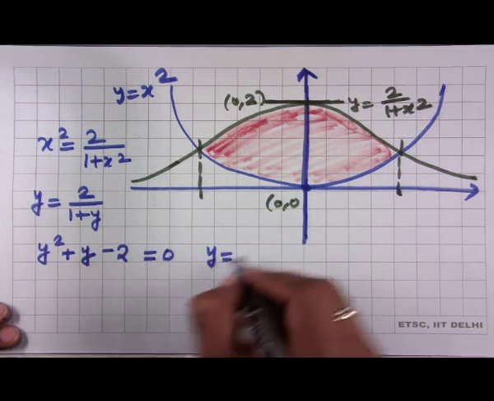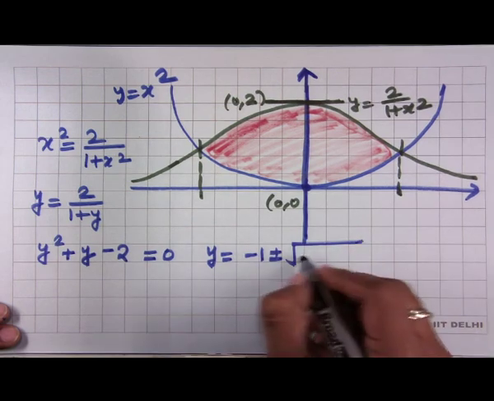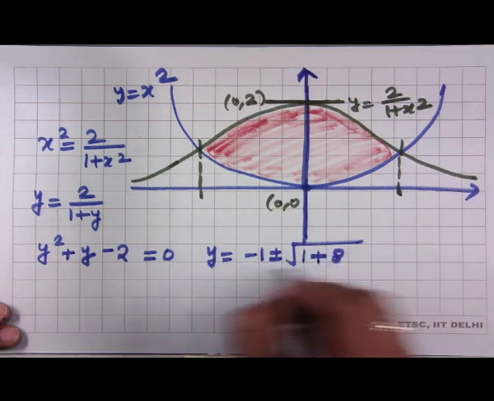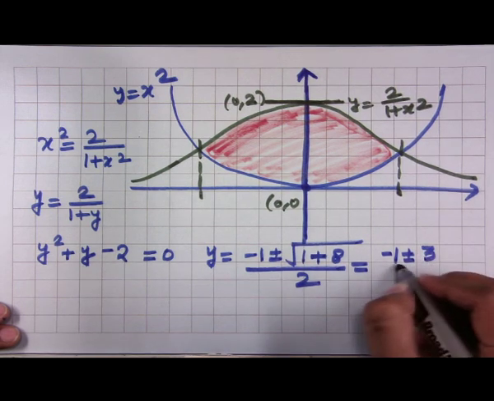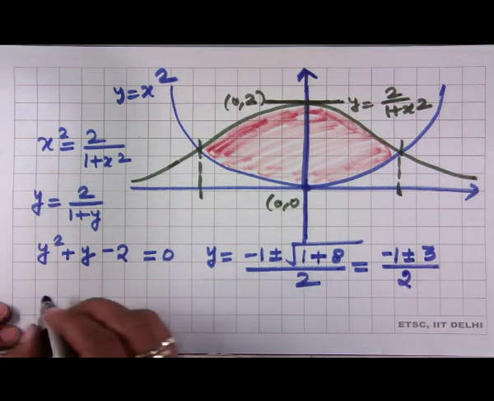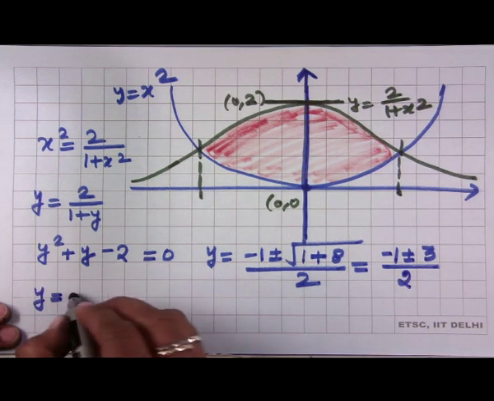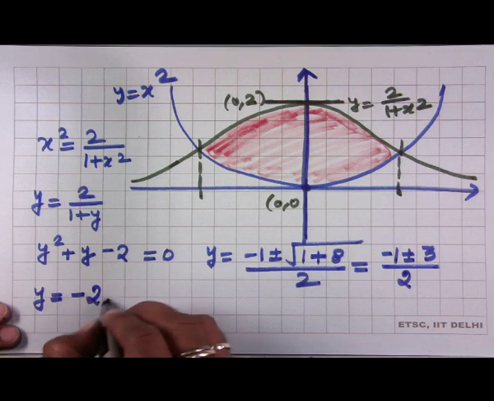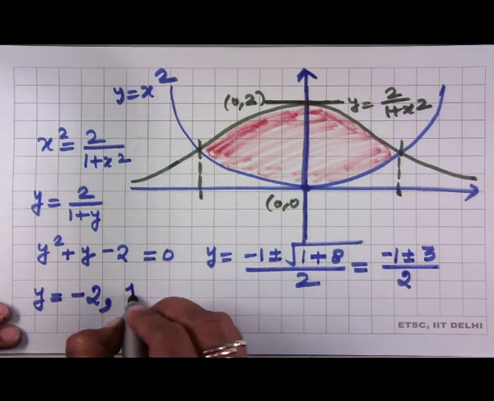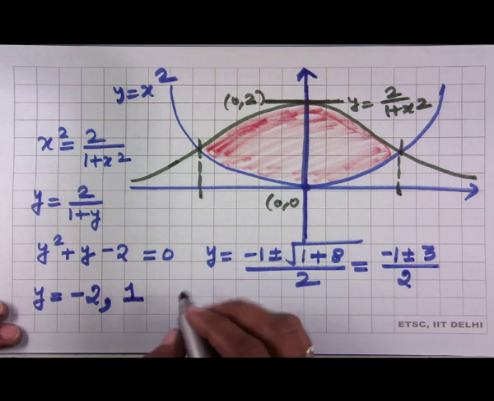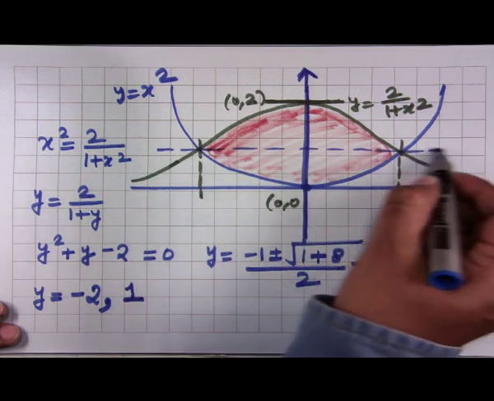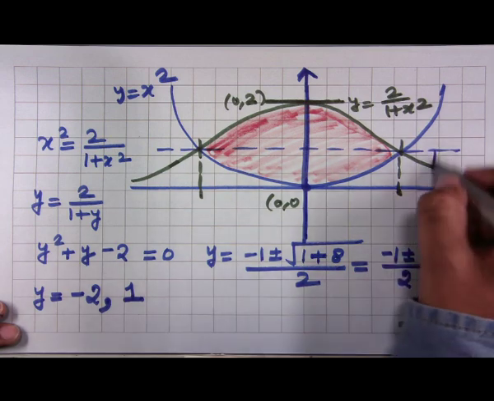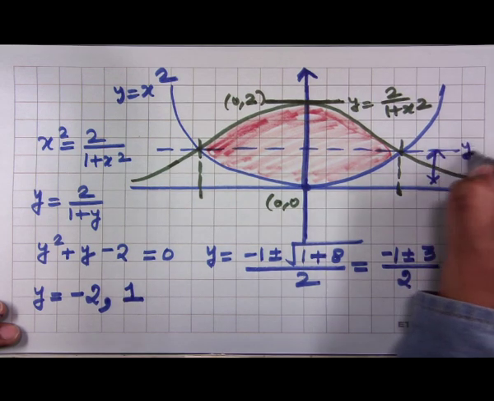So, y is minus 2 and 1. Since y is always positive, minus 2 is to be ignored. So, y is 1, that is y equals to 1.